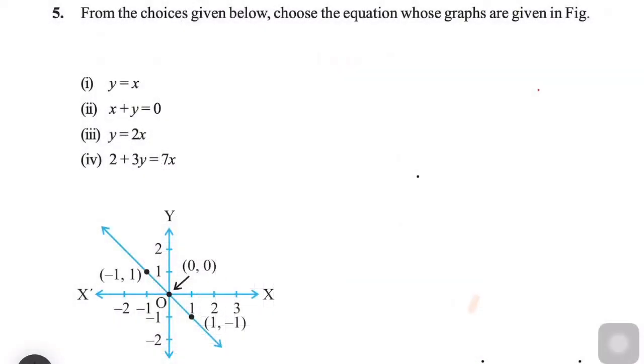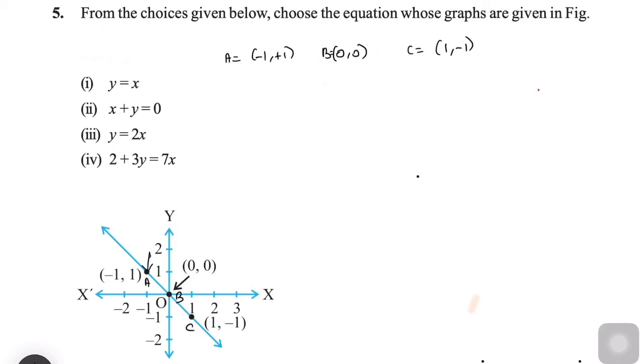Question number 5. From the choices given below, choose the equation whose graph is given in the figure. So comparing with the graph, 3 points are given. For example, I am fixing A, B and this point is C. The point A is (minus 1, plus 1), point B is (0, 0) and point C is (1, minus 1).